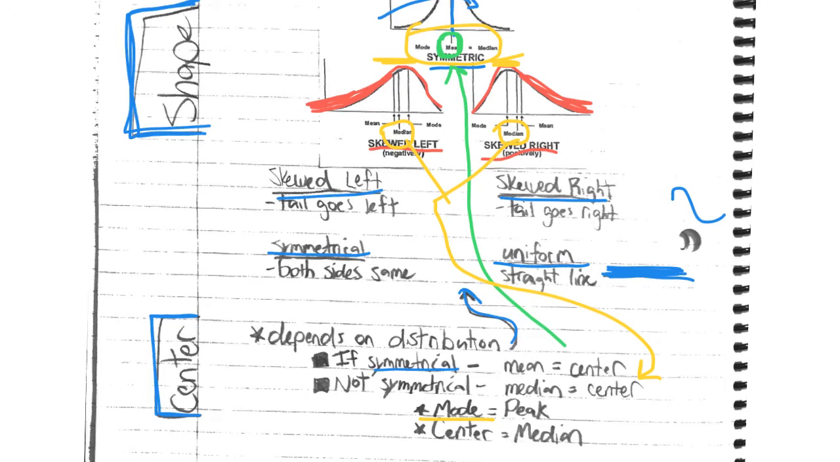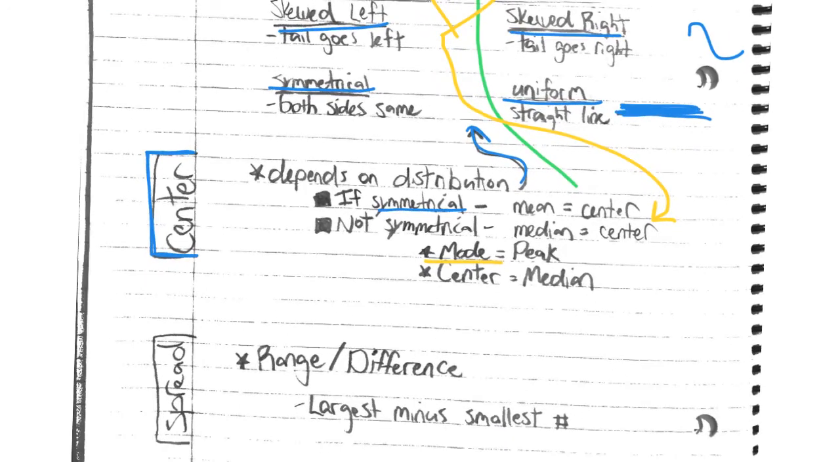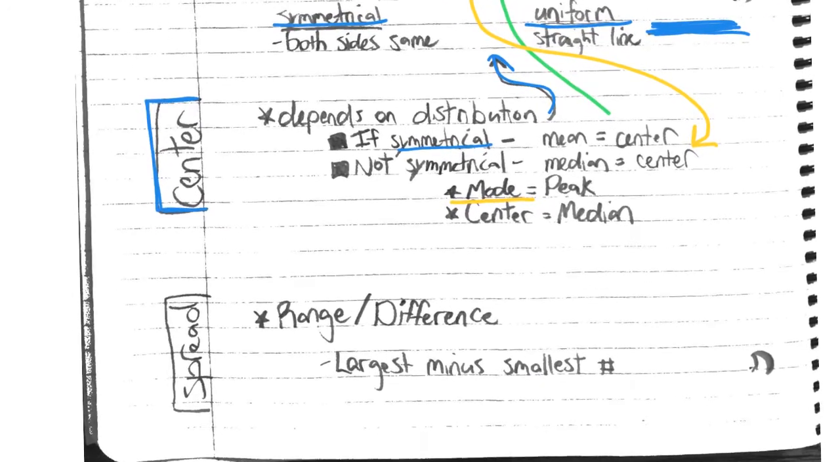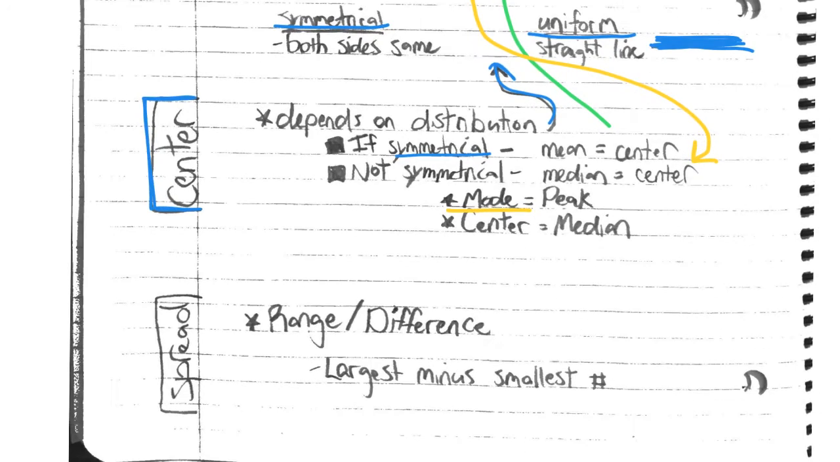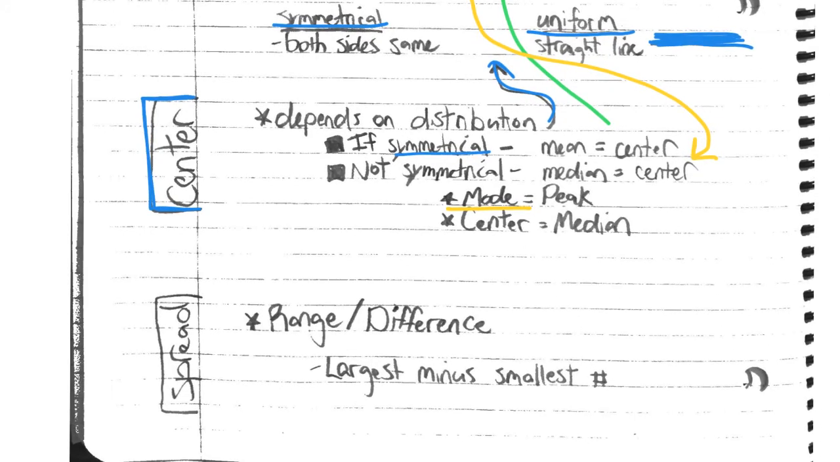Now the last piece down here is our spread. Now of course, for some reason they just like to add words. And instead of just using range and difference, they added another word and they called it spread.